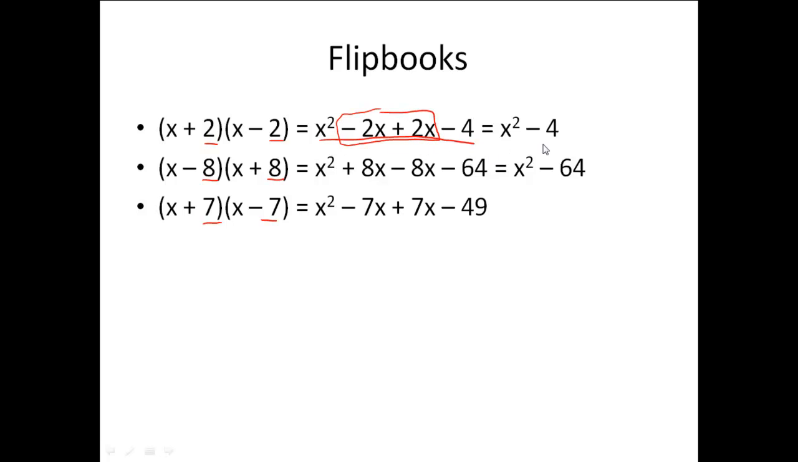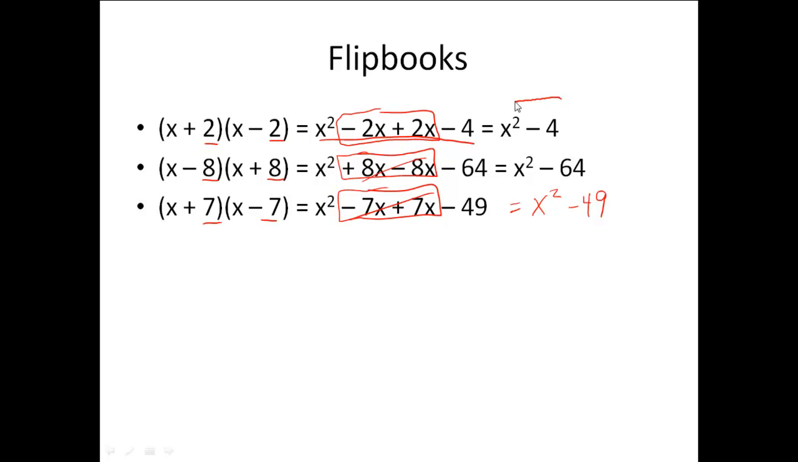and plus 2x cancels each other out. So I'm just left with x squared minus 4. Now in the second one, when I use the 8s, I have 1 plus and 1 minus. When I combine like terms, that plus 8x and minus 8x cancels out to be 0, so I'm left with x squared minus 64. And now when I use the 7s, 1 plus 7 and 1 minus 7, those middle terms end up being minus 7x and plus 7x, which cancels out to 0. So this one would simplify down to x squared minus 49.